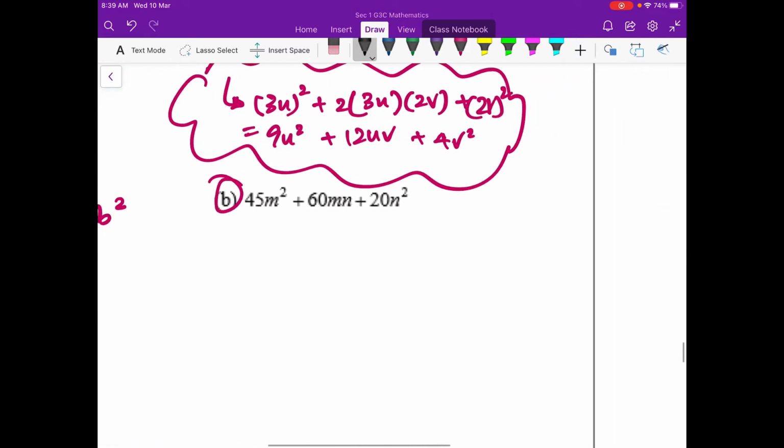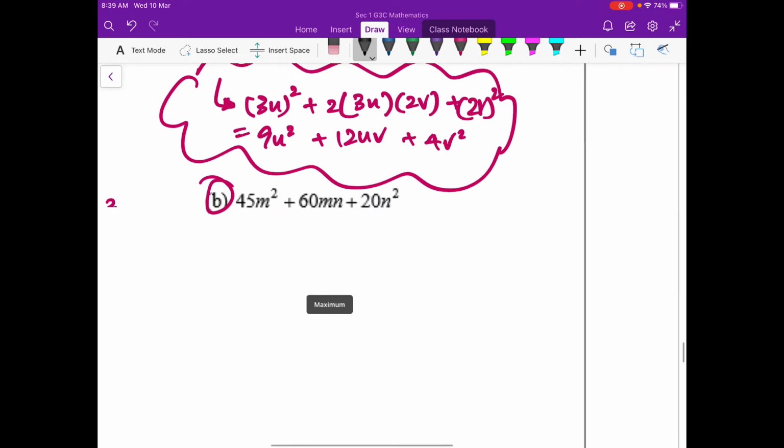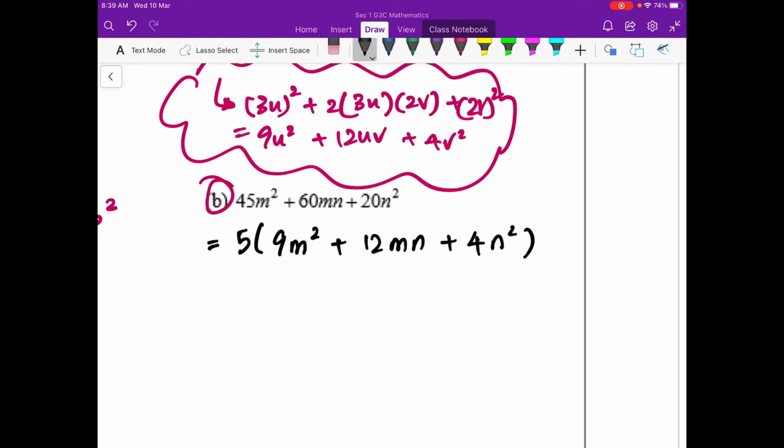And the next one, we have big coefficients over here. Then our 45, oh, it's not a perfect square. 20 is also not a perfect square. But if you give this to a Sec 1 student, the student will say, hey, I can factorize out 5. That's probably all that they can do. So 9m squared plus 12mn plus 4n squared. Then they will stop there, because they think they cannot factorize it.